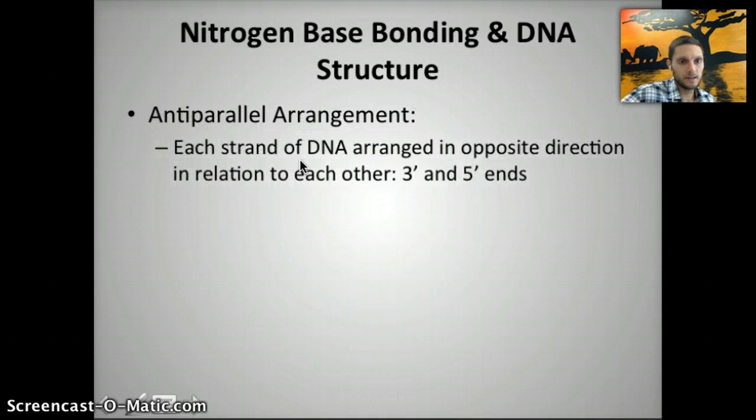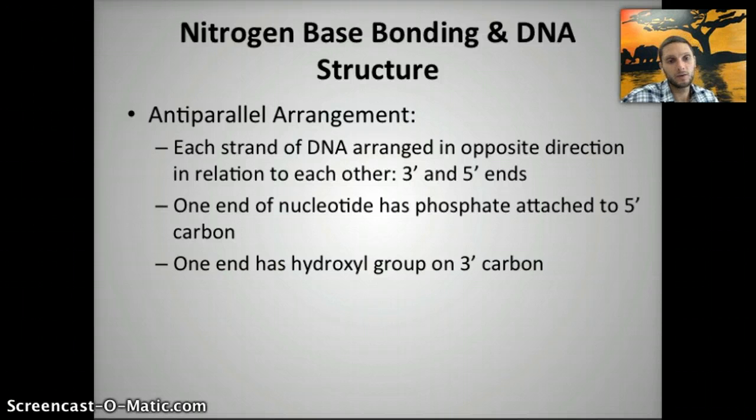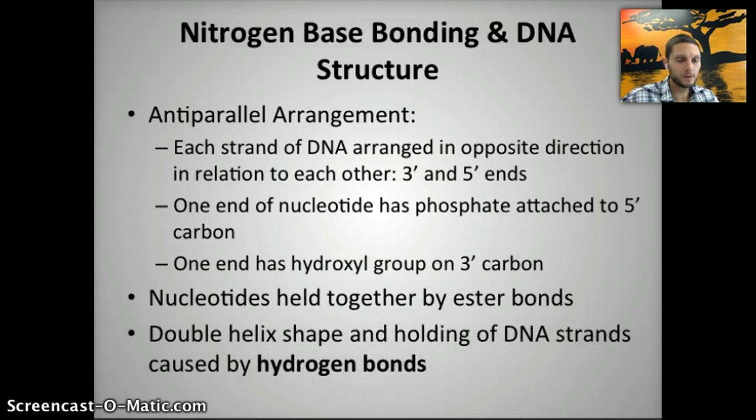So going back to the anti-parallel arrangement, each strand of DNA is arranged in the opposite direction in relation to one another. They both have 3' and 5' ends. One end of the nucleotide has a phosphate attached to the 5' carbon, and one end has a hydroxyl group attached to the 3' carbon. And then nucleotides are held together by phosphodiester bonds. The double helix shape and the holding of DNA strands is caused by hydrogen bonds, to recap.